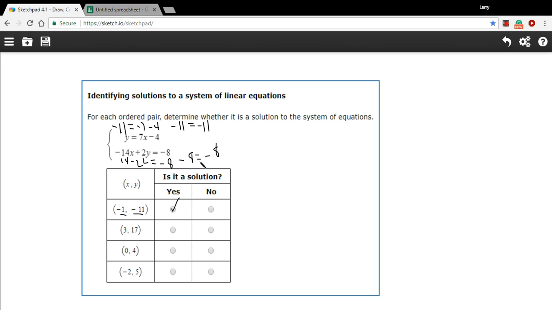If you were to get some result here where it said like 5 equals -8, that's clearly not true. That means the point is not a solution for that equation, and you'd check no. So that's the method, or at least one method. We've got three more points to do here, which is a fair amount of just routine calculation.